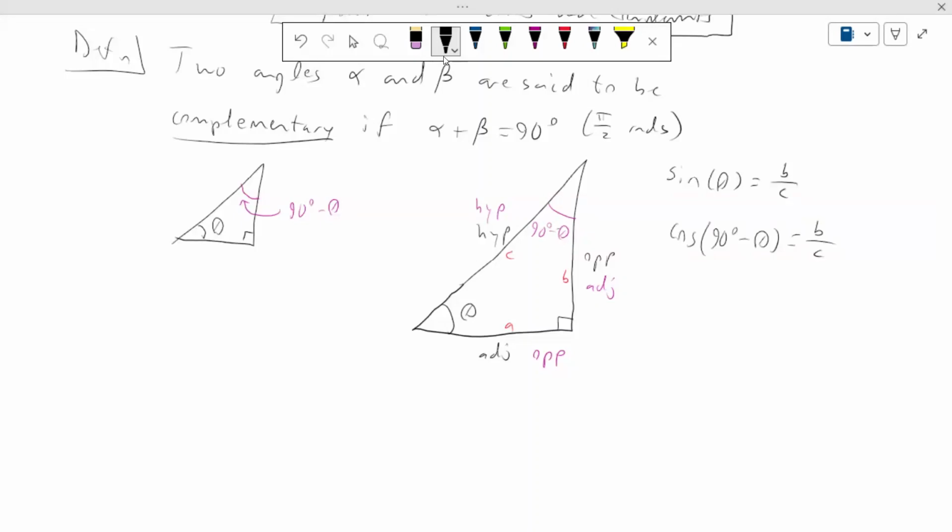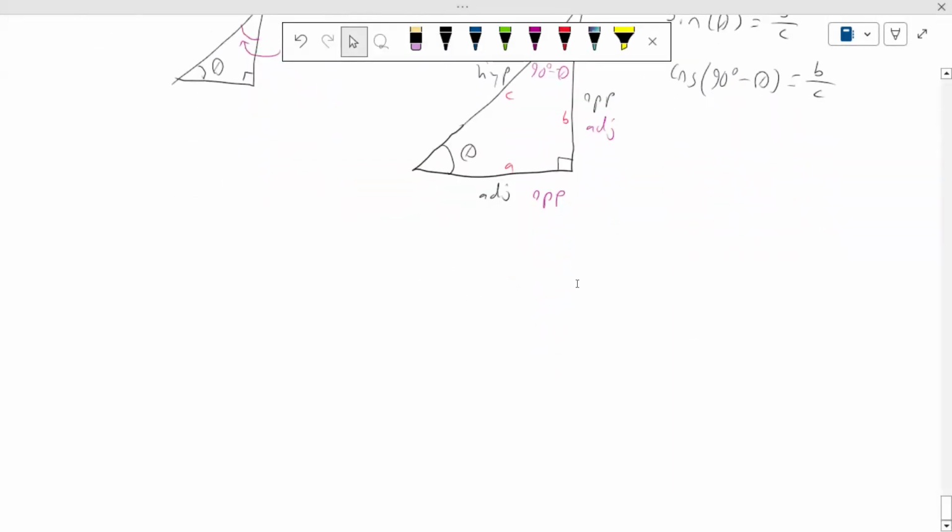So sine of theta is the same thing as cosine of the complement of theta. And that's actually why cosine is called cosine. It's a co-function for sine, meaning it's a function of the complementary angle. We get the same value. So sine of theta is equal to cosine of 90 degrees minus theta. Okay, so let's make a little definition here.